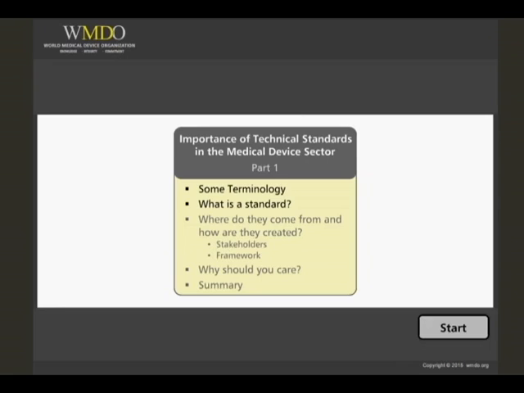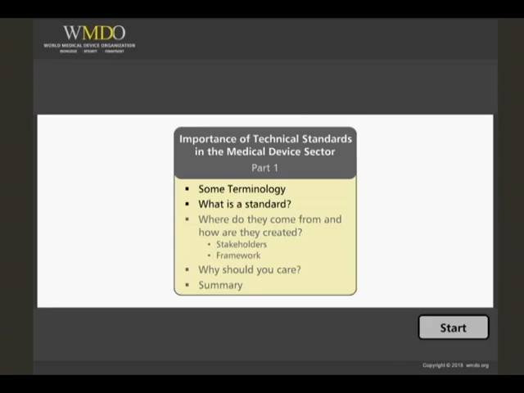We will then look at the process for creating standards. In this session, we will focus primarily on standards developed by 2 international organizations that do a good deal of work in the medical device area. They are the International Organization of Standardization, or ISO, and the International Electrotechnical Commission, or IEC. There will be more to say about these organizations later in the session. Finally, we will spend some time exploring why you should care about standards and the standardization process.